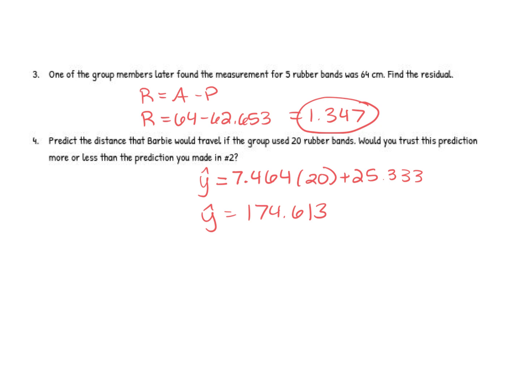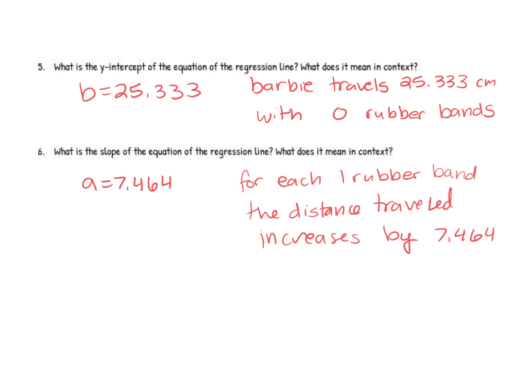And then it asks, would you trust this prediction more or less than the prediction you made in number 2? So this one's not really in our notes, but we would actually trust it less because it is far from our data. Our data stops at 7, so making that jump up to 20 is something we call extrapolation. And you always want to avoid extrapolation. And then here are the context for our y-intercept and our slope on 5 and 6. Pause if you need to.